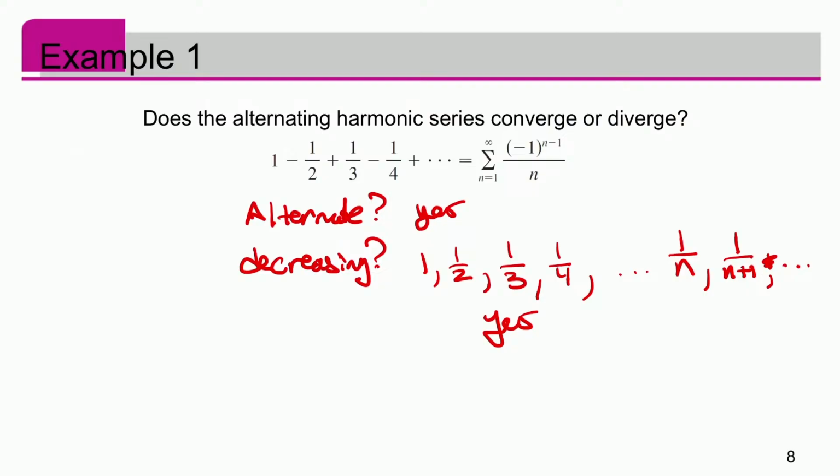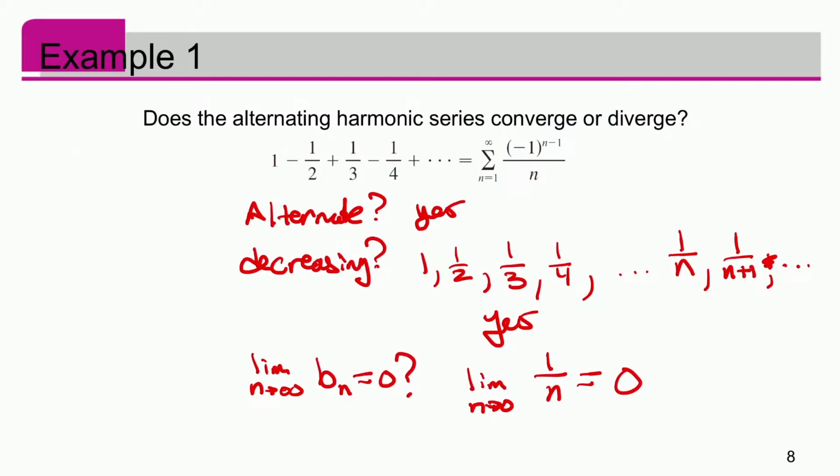Finally, the last thing that you have to check is, does the limit as n approaches infinity of the term, we'll call it b sub n, equal 0? I think you know the answer with this one. That limit, for sure, is 0, isn't it? So that's another yes, and because I've got three yeses, this one converges. That's all you have to check.